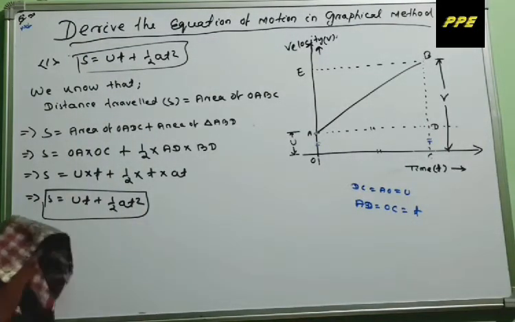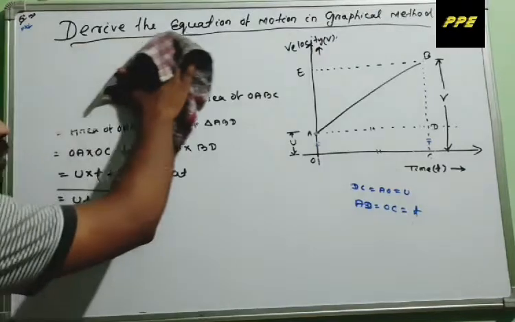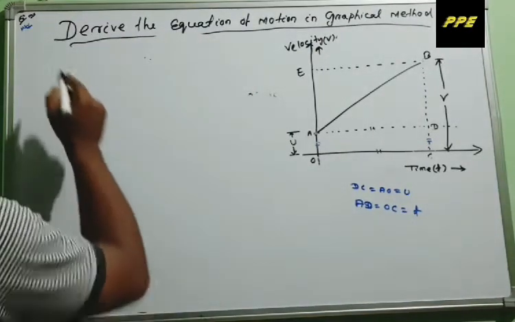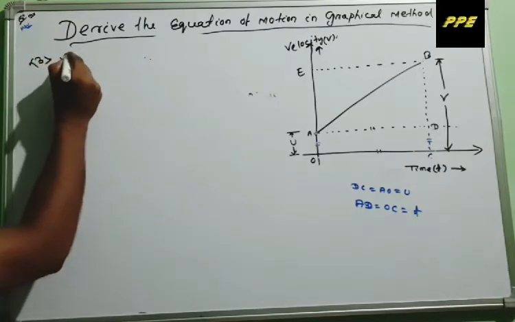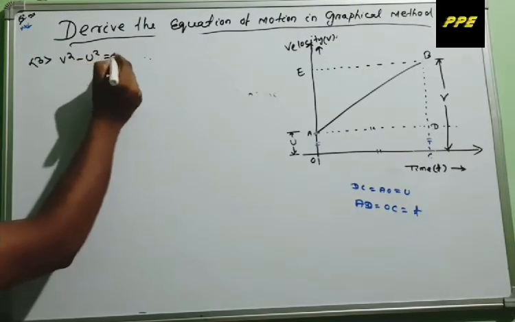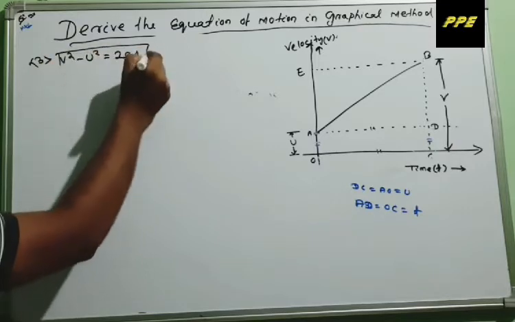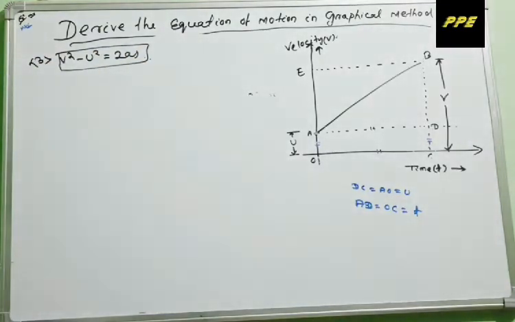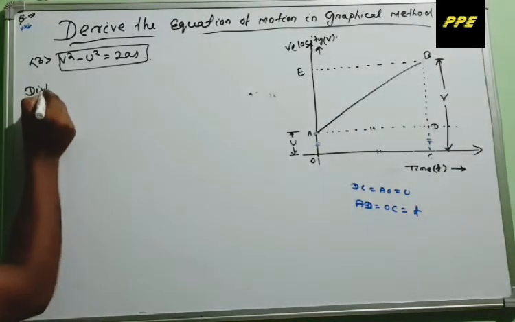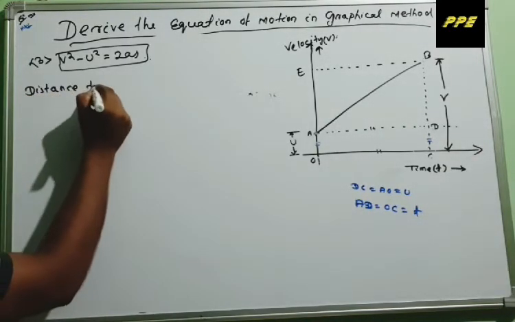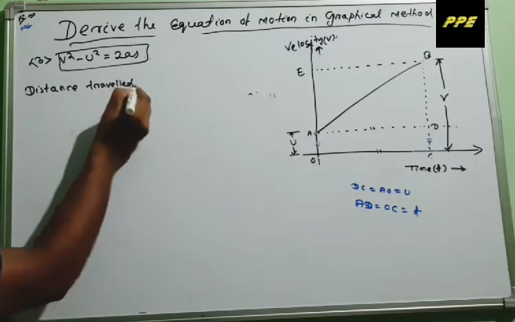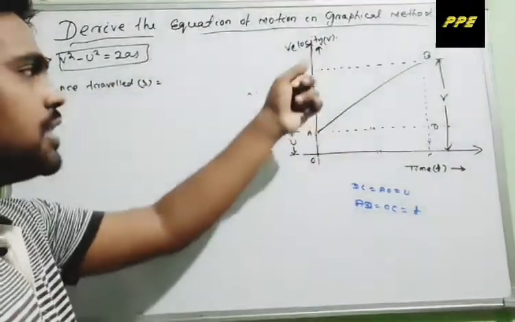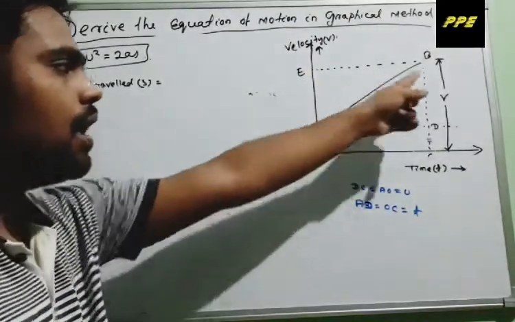Next we'll go to the third equation. V square minus U square is equal to 2AS. Write down the third equation. We'll derive it now. We already studied distance travel. Write down distance travel, that is S is equal to, in the velocity diagram, the area of OABC.